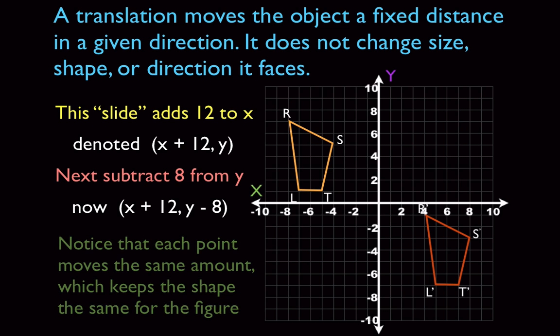What I want you to pay attention to is, like we said, each point moves the same amount, which keeps the same shape for the figure. So why does this keep congruency? Because when you move every point at once, it doesn't change the shape, and it certainly doesn't change the size.